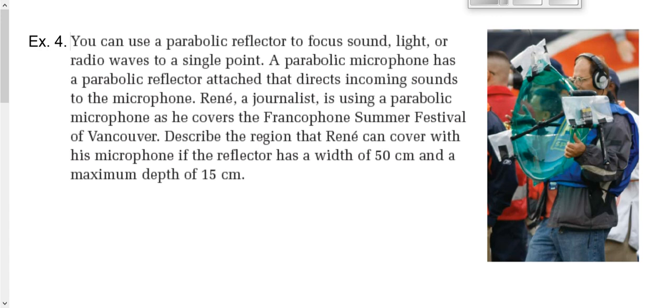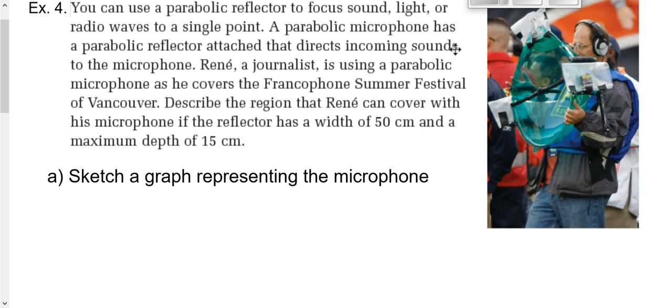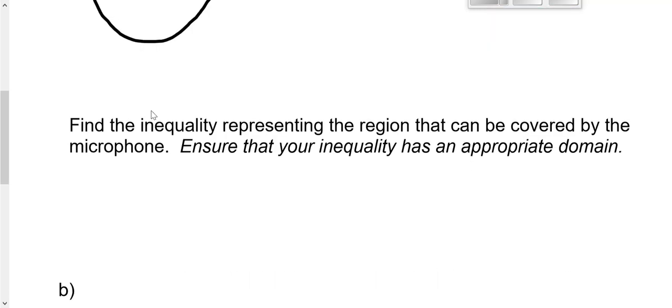Okay, last question. Have a quick look. Alright, so for part A, sketch a graph representing the microphone. So the question talks about a parabolic reflector, so parabola. So it would look like this. I don't care whether you draw a wide one or a narrow one like this. If I were you, I would not draw it upside down because you're talking about negative 1, so you don't want to deal with that. Next part.